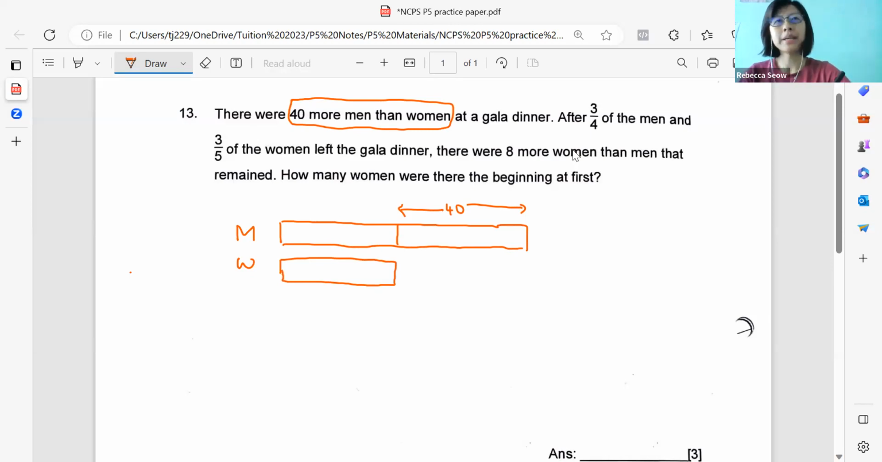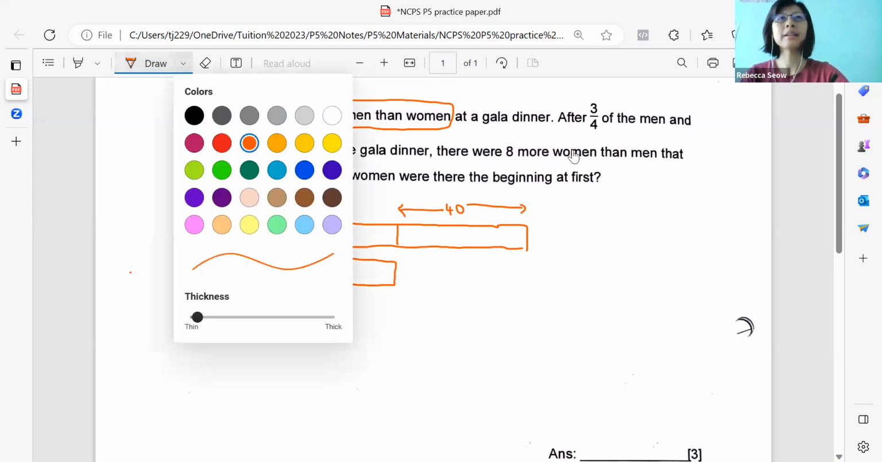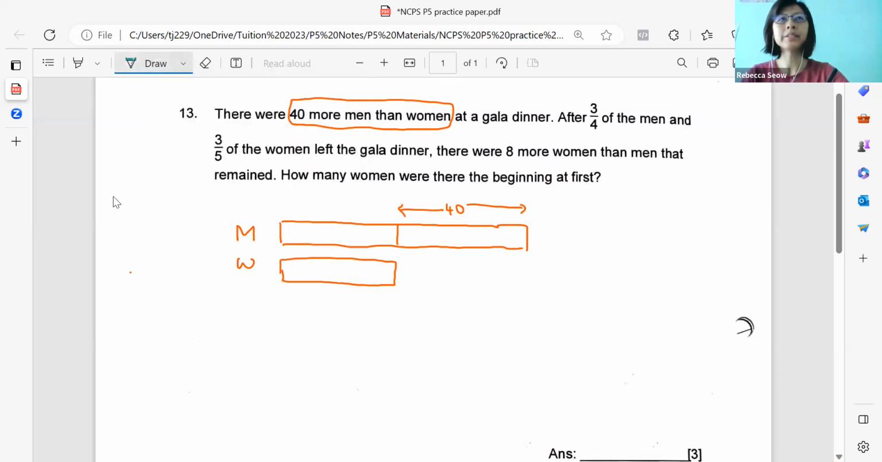Now, 3/4 of the men left. This means that under the 1 unit here, I could divide it into 4 smaller units. And 3 out of the 4 smaller units would be the 3/4 within the units of men who left. Okay, and within 40, I'm also going to divide this into 4 smaller units. And out of this, 3 out of 4 would be the men who left.